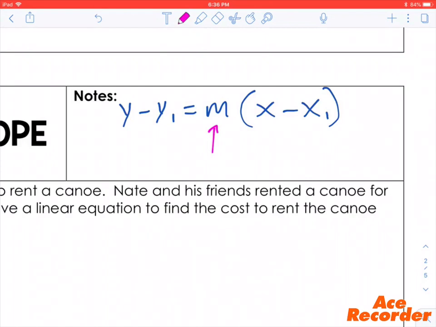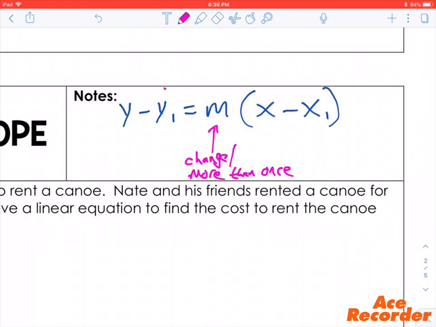Okay, so just like on the other ones, the slope is something that is changing or happens more than once. Something like per hour or per person and stuff like that. So we've kind of done that already.